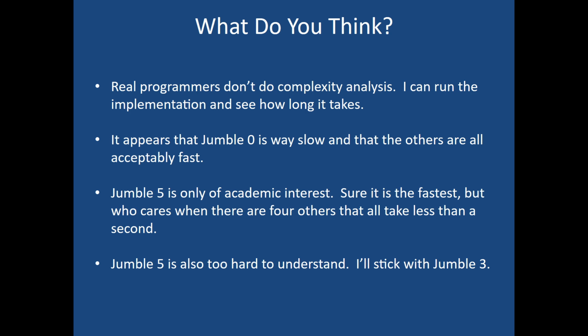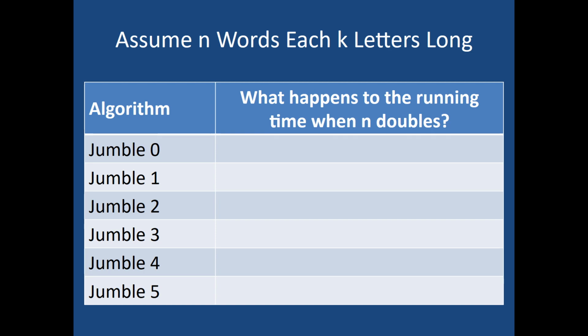If all you're interested in is this list of 9,000 words, it really doesn't matter. But if the problem in general can scale in either dimension, in number of words or length of words, then it's not of academic interest. It's the only solution that works if K grows. And then someone might say, Jumble 5 is too hard to understand, I'll stick with Jumble 3. Well, that doesn't look good. That's just stubbornness.